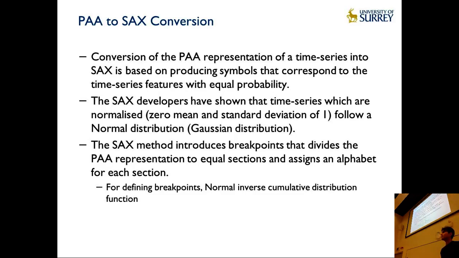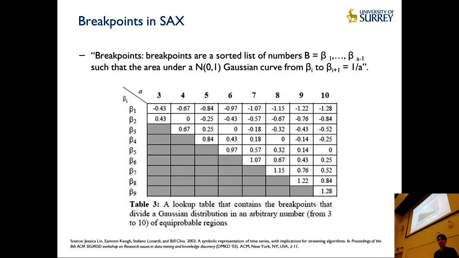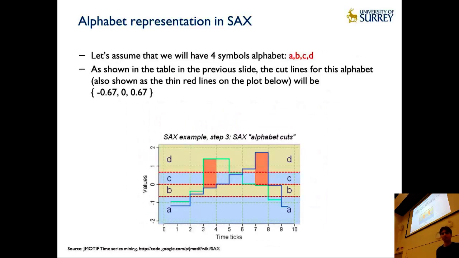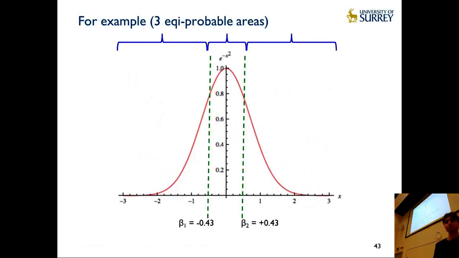SAX says if your data keeps happening in a Gaussian way, and if you have normalized it, let's divide that distribution into areas of equiprobable area, and depending on that value, assign a letter of the alphabet to each area. Before I talk about this table, let's look at this. Once you have normalized it and have sufficiently large data, your probability distribution will look something like this.